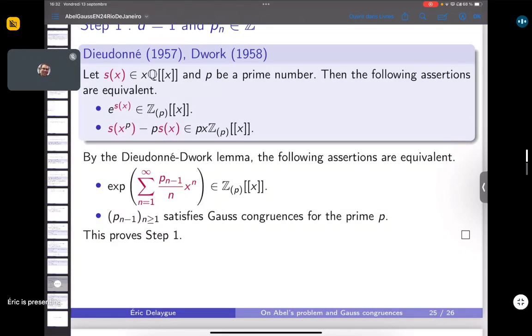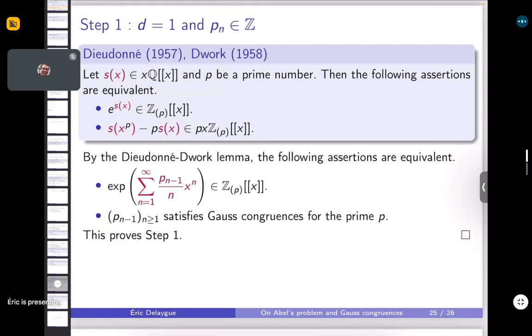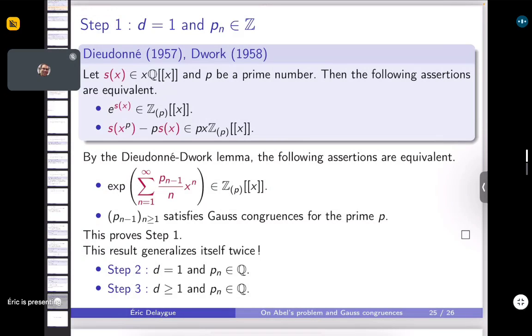And what is really funny in this proof is that you start as usual with easy cases to see if your proof works well. So you look at d equal to 1 and you start with a sequence p of integers. And it turns out that when you prove this step, you can use this step to again prove the second step, still with d equal to 1, but where the sequence p is now rational numbers, and it is really quite direct. And then there is even a simpler step. You can generalize this to an arbitrary d, and so in fact you obtain the whole case.